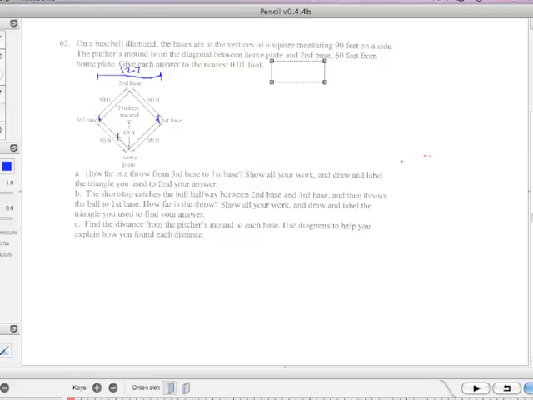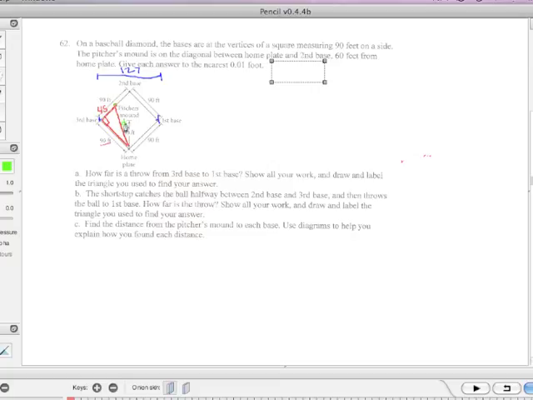Shortstop catches the ball halfway between second and third, so right over here. Okay. This is going to be another Pythagorean theorem because let's draw the triangle. This distance is halfway, so this is 45 feet. This is 90 feet from here to here. We have a right triangle. So we use the Pythagorean theorem, so I'm going to write 45 right there. So 90 squared plus 45 squared should equal this distance. So I'll write that distance right here.